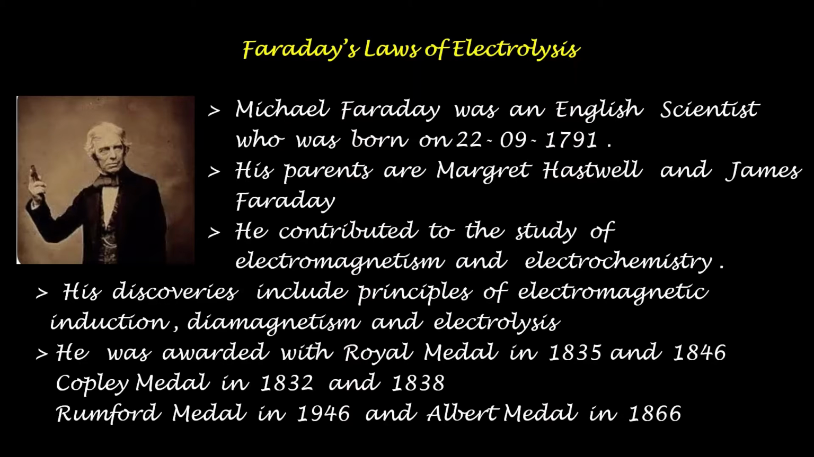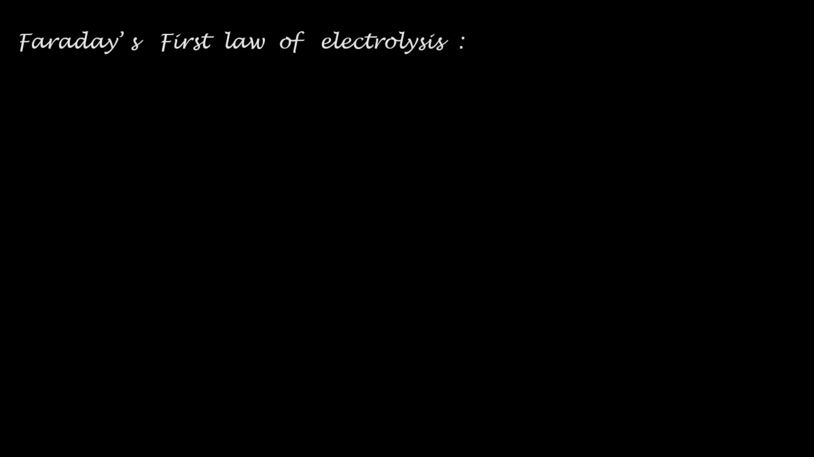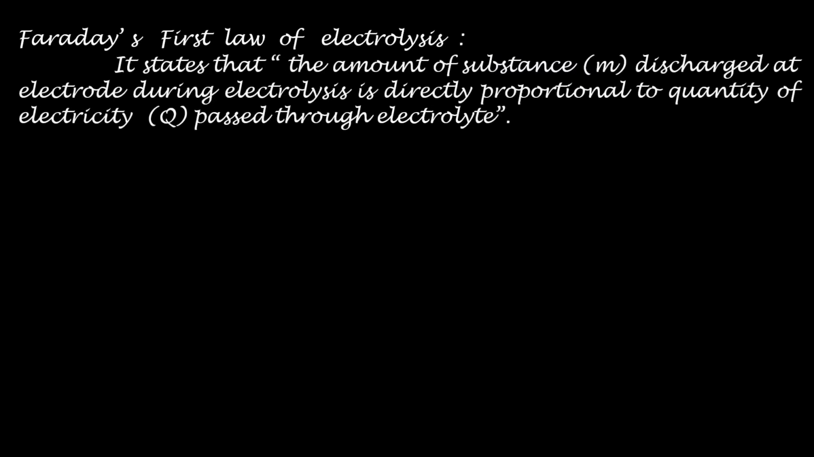So with this brief introduction, now let us study about Faraday's first law of electrolysis. Faraday's first law of electrolysis gives the relation between the amount of substance that is discharged at the electrode during electrolysis and the quantity of electricity passed through the electrolyte. The law states that the amount of substance discharged at the electrode during electrolysis is directly proportional to the quantity of electricity passed through the electrolyte.